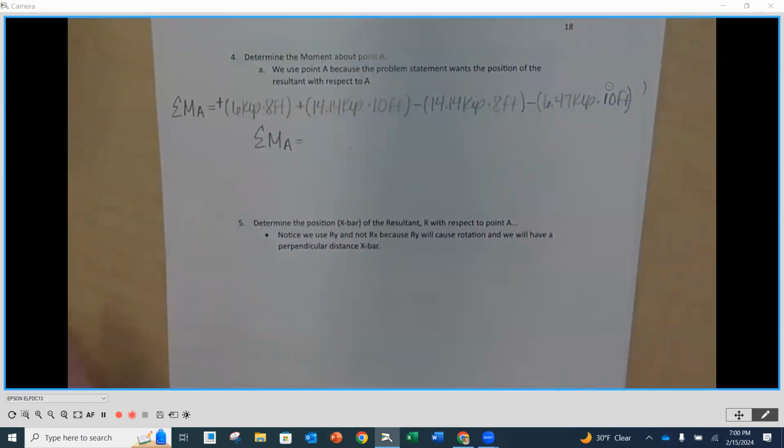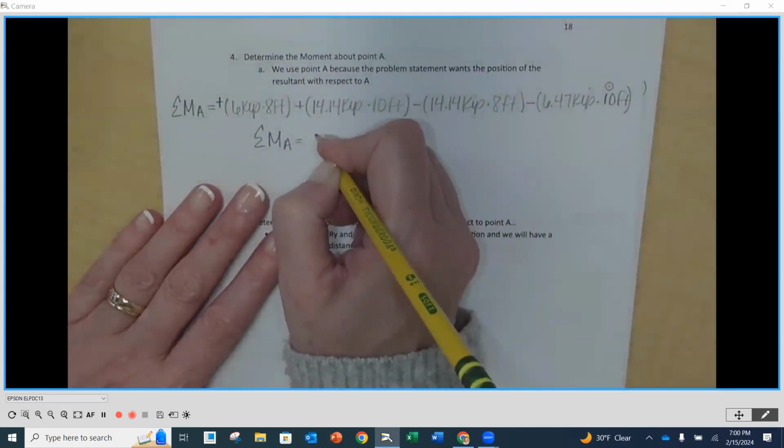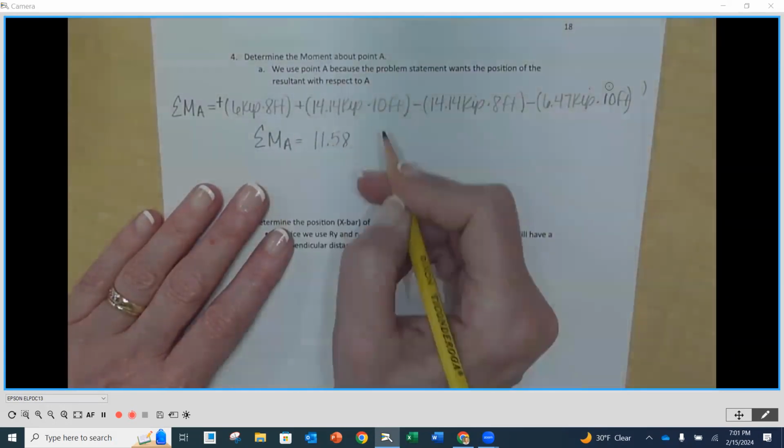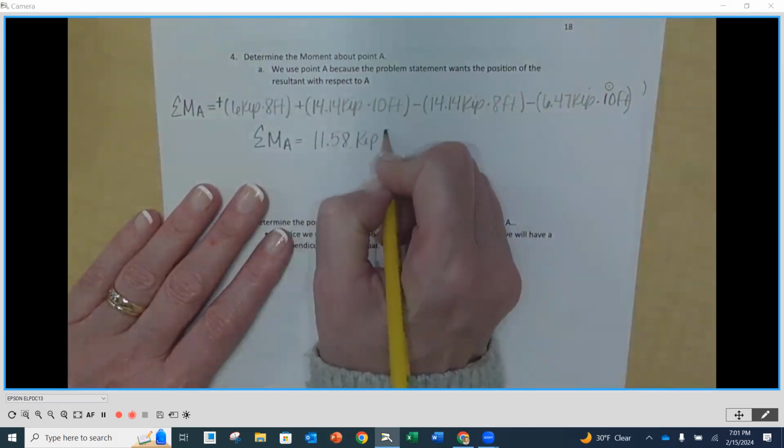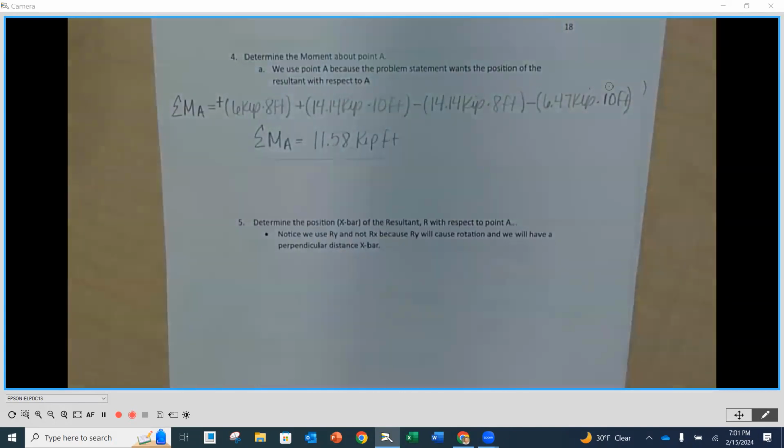Somebody gets it, let me know. Say it again. 11.58. Okay, thank you. And it's positive, correct? So kip-feet. Great. Confirmed. So now we know what the total moment is of the individual forces about point A.